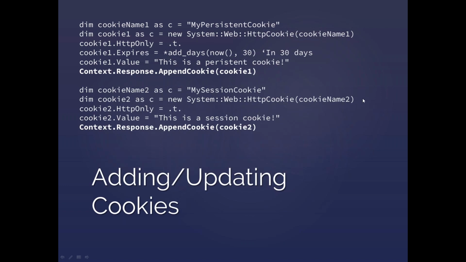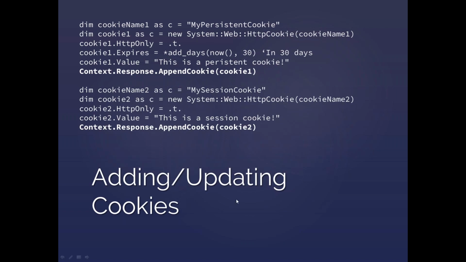The second example down here, well, I create it and then add it using append cookie. The second example, this is a session cookie. It's my session cookie, created the same way. Assign it HttpOnly so that people who are running JavaScript don't access it, or tells the browser don't let them access it. And then I give it a value. I don't set expires. Because I didn't set expires, this will be added as a session cookie. It will only exist until the user leaves my website.